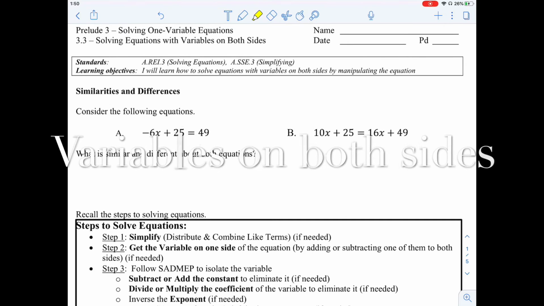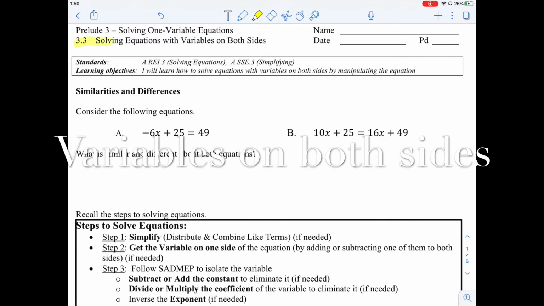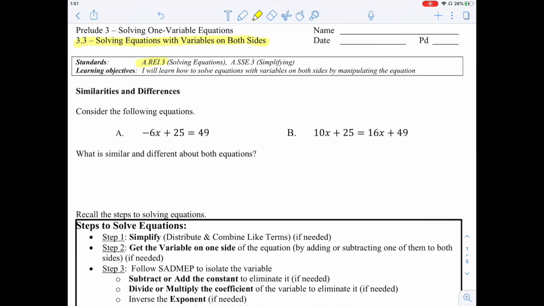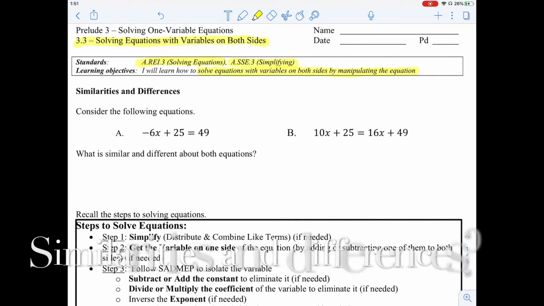Okay, guys, welcome. So we got section 3.3, solve an equation with variables on both sides. So our standards, right? A-REI 3 and A-SSE 3. So we're combining solving equations and simplifying. And this learning objective is we'll learn how to solve equations with variables on both sides by manipulating the equation. Okay, so similarities and differences.